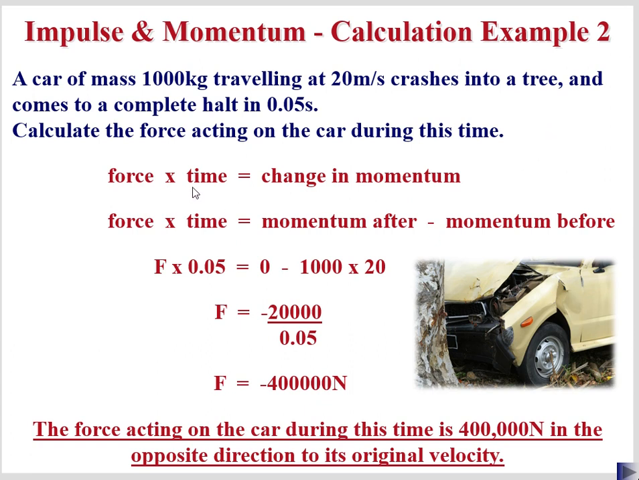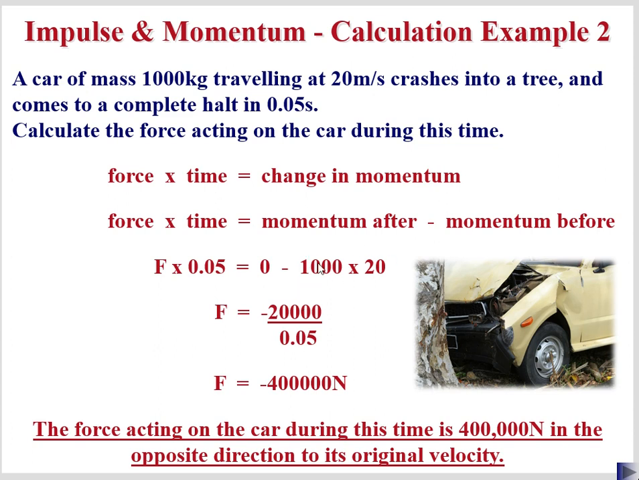So a force times time, remember, is an impulse, which is the same as a change in momentum. So force multiplied by the time is the momentum afterwards minus the momentum before. So force times 0.05 equals 0 minus what? Because the momentum afterwards has come to a complete stop, so it's 0. There's no momentum after the collision. And beforehand, it was 1000 times 20, because there's 1000 kilograms travelling at 20 meters per second.